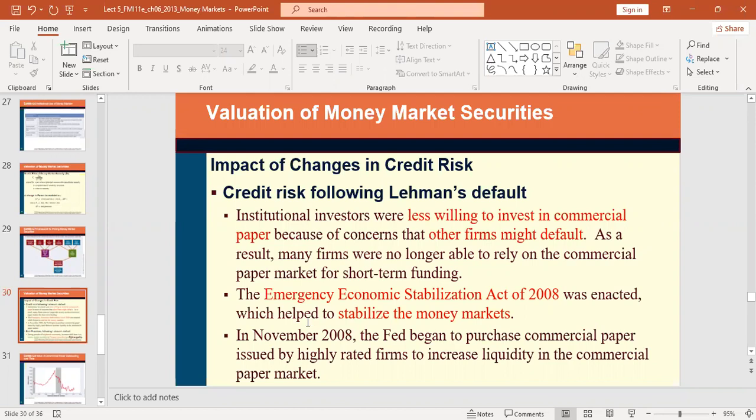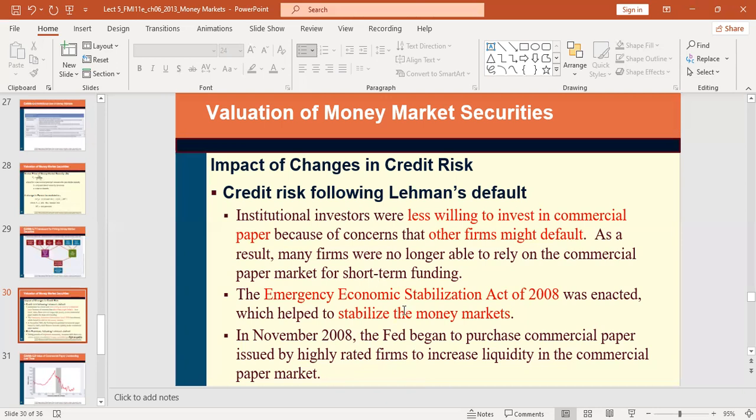So this law was able to help to stabilize the money market. In November 2008, in the crisis period, the Fed in the United States began to purchase commercial paper issued by highly rated firms to increase liquidity in the commercial paper market. So sometimes the money market, even though it is for a short period of time, also has some level of risk. But to make the market continue, the government will always come in to save the situation.